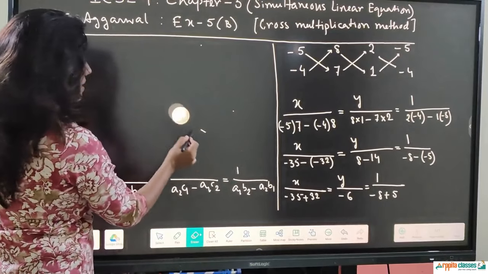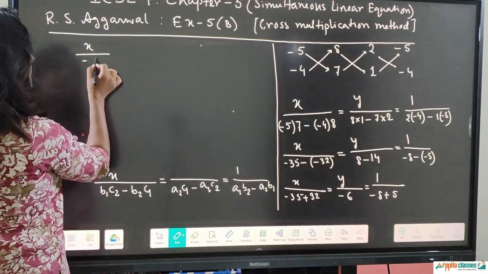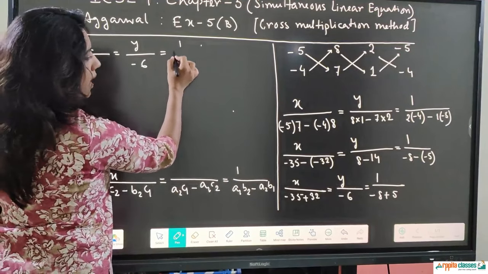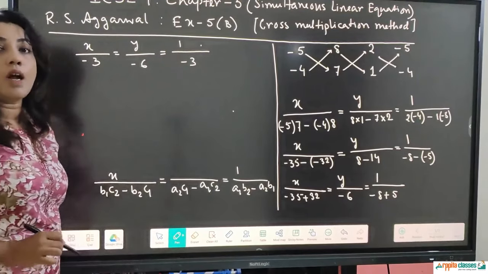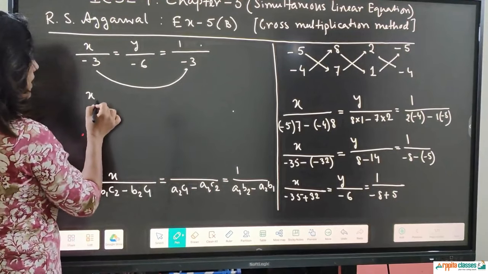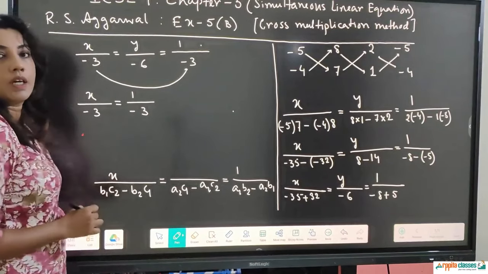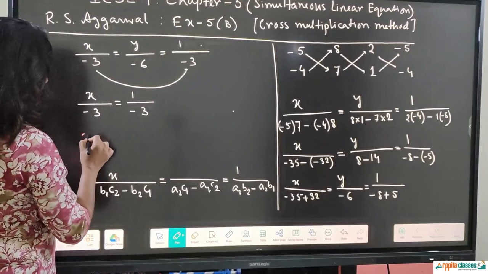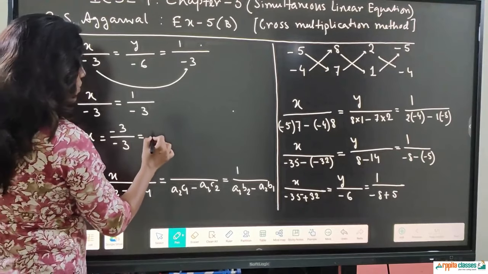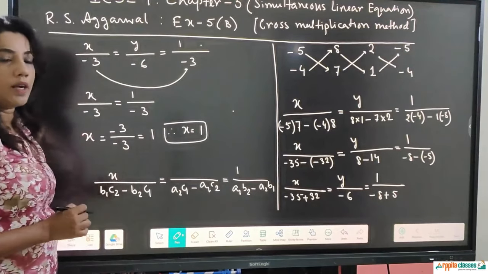Okay, I think this space is okay enough. So we are getting x upon minus 3 is equal to y upon minus 6 is equal to 1 upon minus 3. Now what you are going to do is, once you make this equal to the constant term, I'll write x upon minus 3 is equal to 1 upon minus 3. So from here I'll take minus 3 that side, so x is equal to minus 3 upon minus 3, that is 1. So I got x is equal to 1. This is one of my solutions.